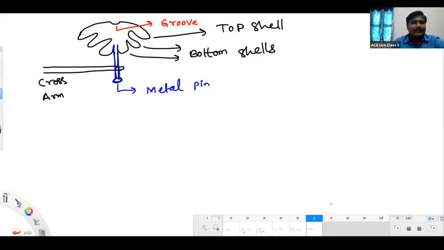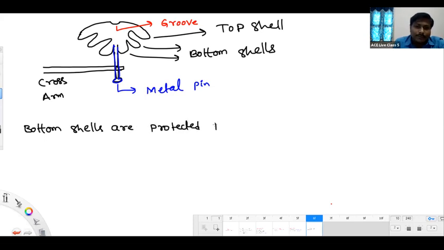Let me write here: bottom shells are protected by the top shell from dust and raindrop deposition.